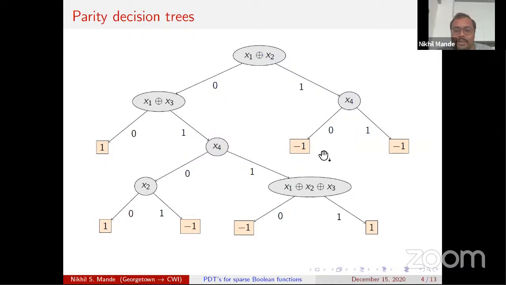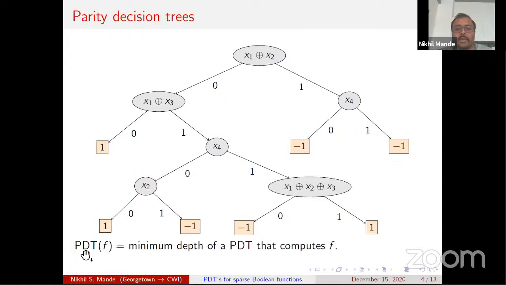What are parity decision trees? A parity decision tree is a model of computation of Boolean functions. So in this figure, this takes as input a 4-bit string and outputs a value in {-1, 1} as follows. First query the parity of the first 2 bits, x1 and x2. If it is 0, go to the left subtree. If it is 1, go to the right subtree and iterate until you hit a leaf. And when you hit a leaf, output the value at that leaf. Okay, so this naturally computes a Boolean function. The internal nodes are parities of subsets of variables.